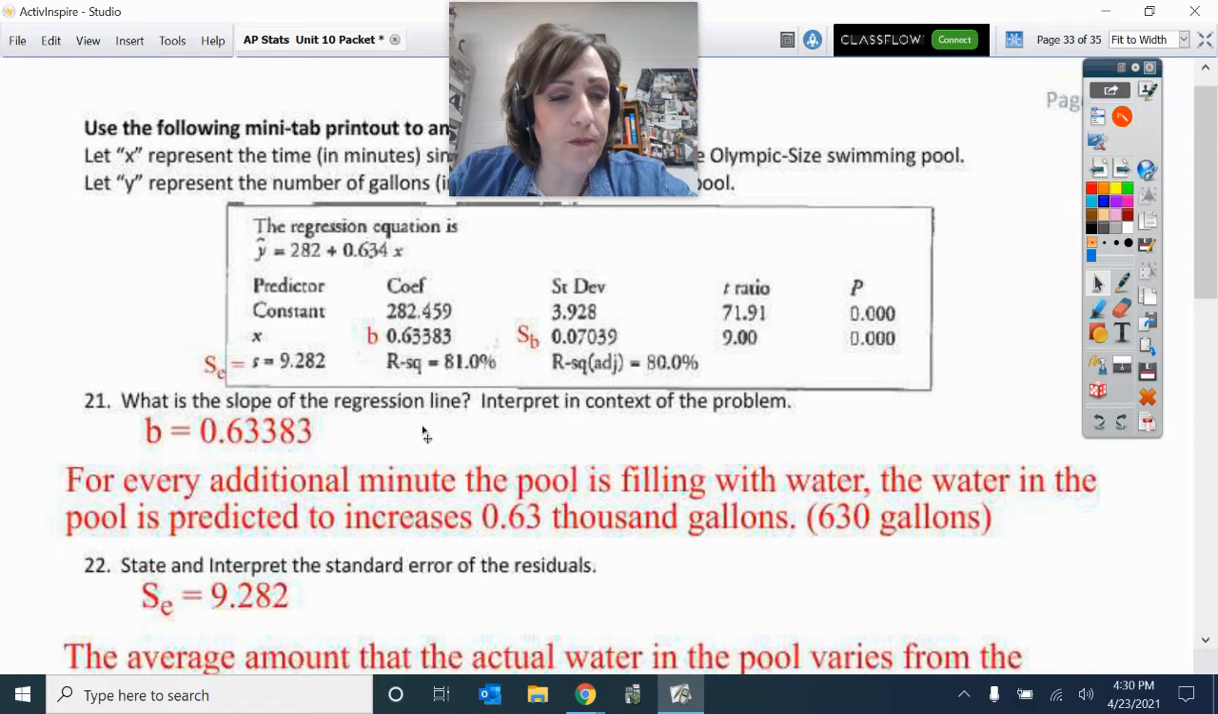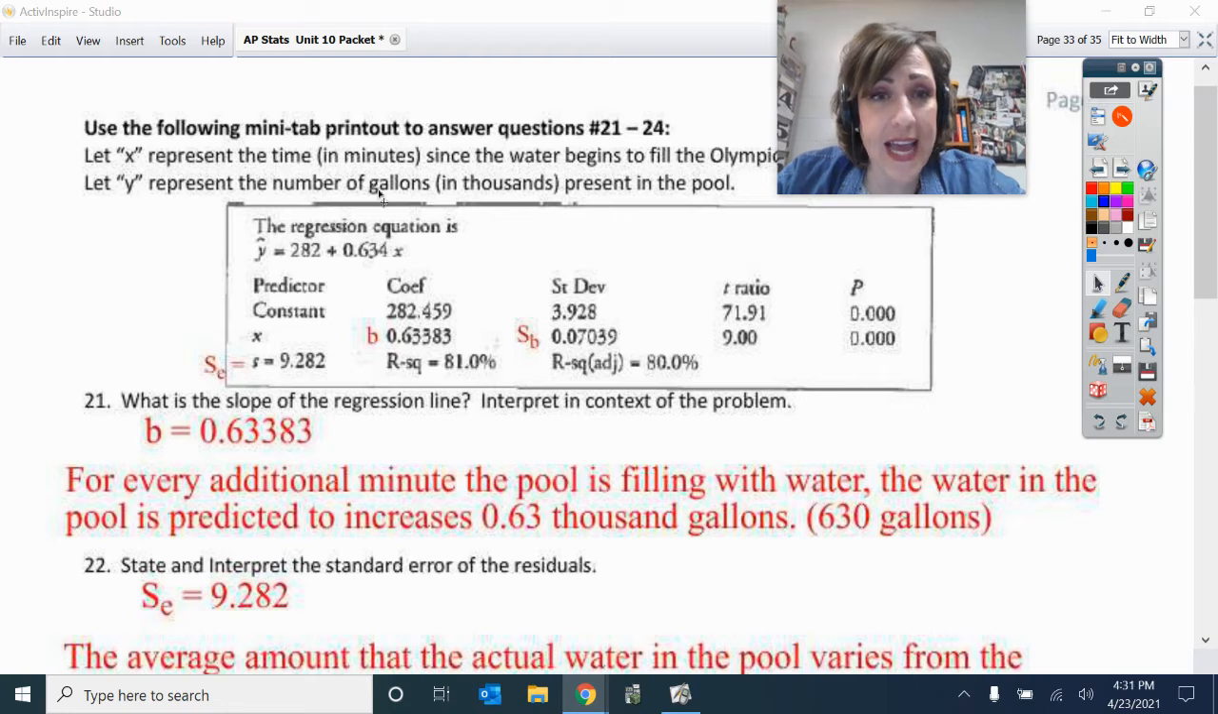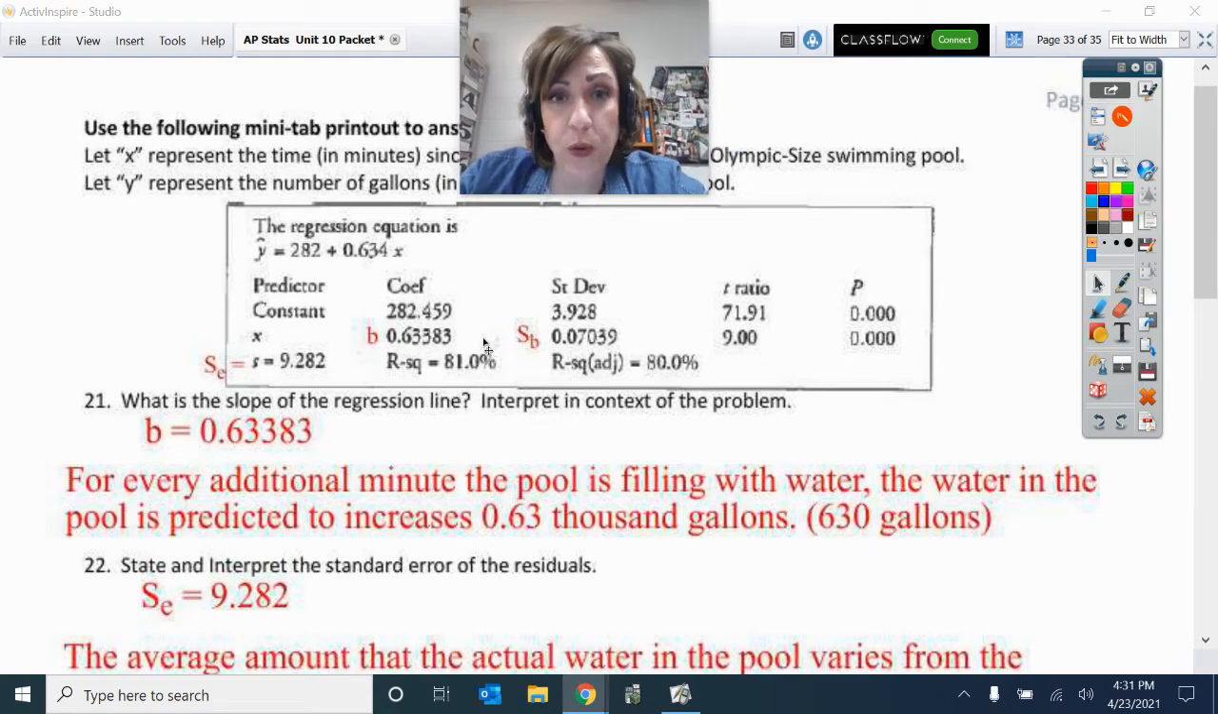Okay, so there's our slope. For every one increase in the x, the predicted y does this. Interpret the slope. So for every additional minute the pool is filling with water, that's the every one increase in the x, the water in the pool, that's the y, is predicted to increase 0.63 thousand gallons. That's because up here, this is gallons in thousands present in the pool. So that's the units we're pumping them in. Well, that's 630 gallons.